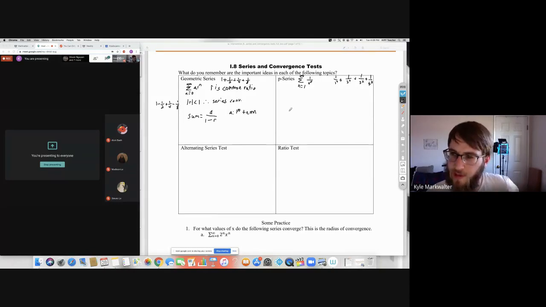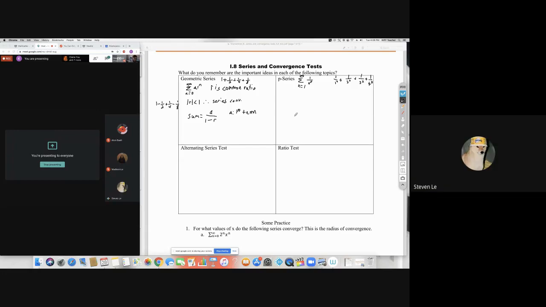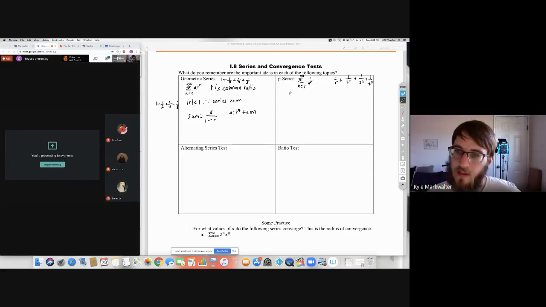Stephen, what did you say about the value of p? Why do we care about it? What do we look for? It has to be greater than 1. So if p, that power, is greater than 1, our p-series converges. If that p value is less than or equal to 1, our series will diverge.